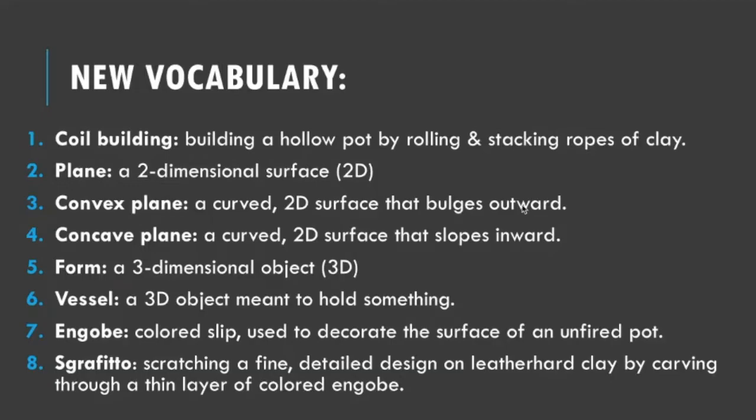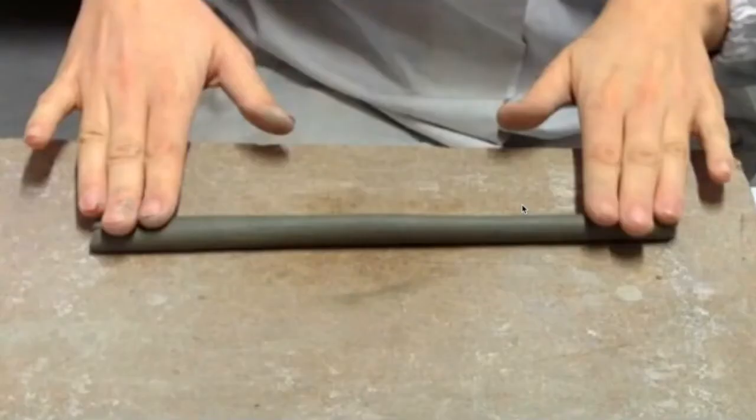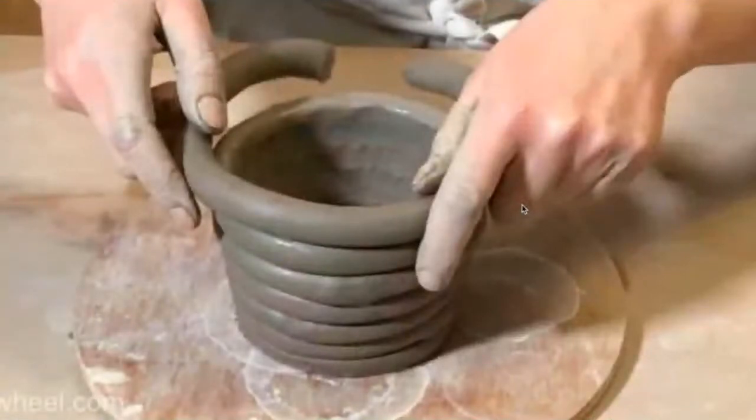Okay. So this is what you're going to see yourself doing a lot. This week, you're going to be rolling these coils of clay. They're going to be about the thickness of your pointer finger. And then you're going to be stacking those coils, scoring, slipping, and melding.